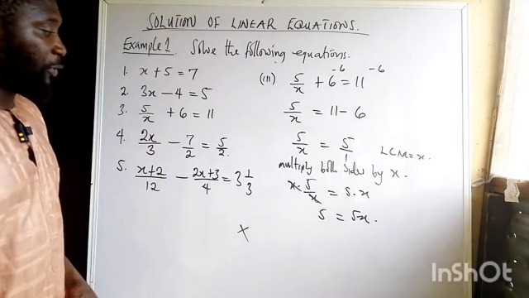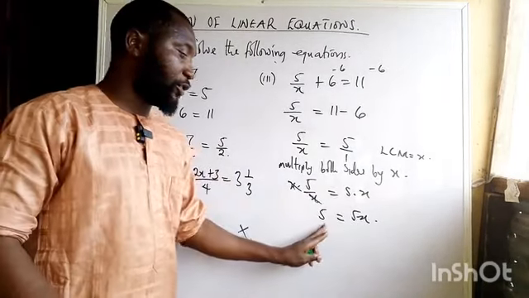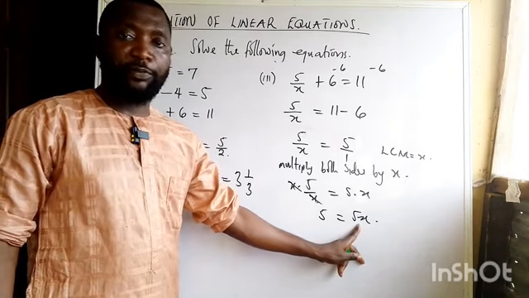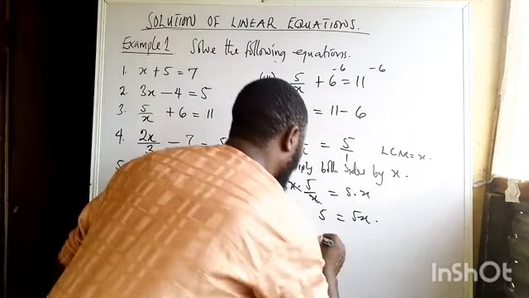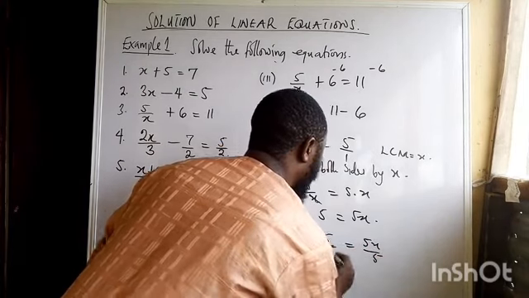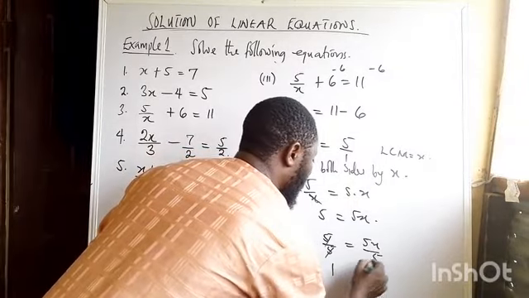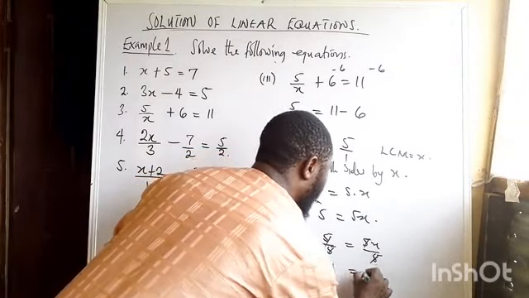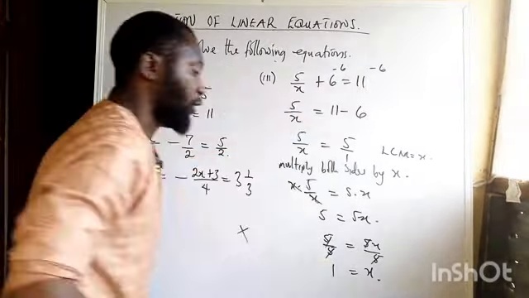Just like a previous example, now we have 5x equals 5. To find x, you divide both sides by 5. So now we have 5 over 5 equals 5x over 5. This is gone, 1. 5 here, 1. So that is 1x, which is x. So here now, x equals what? 1.